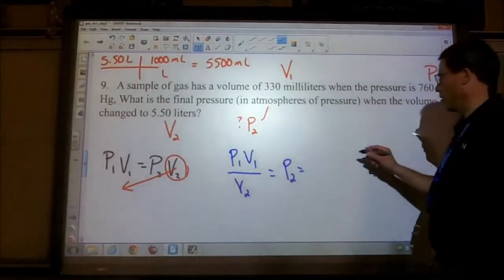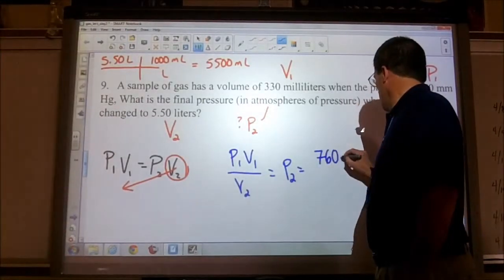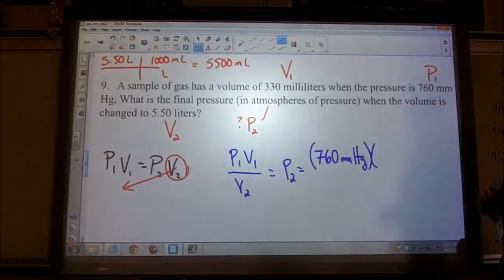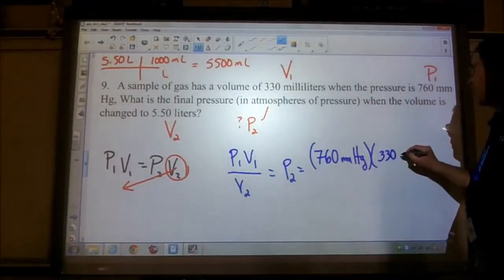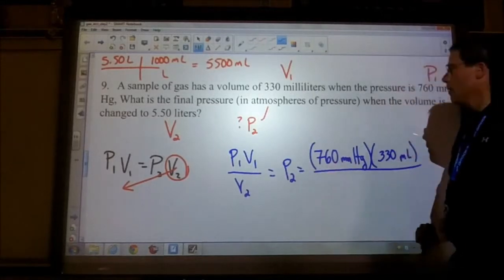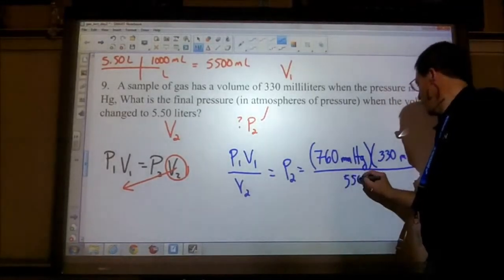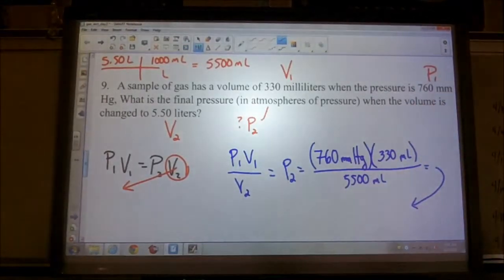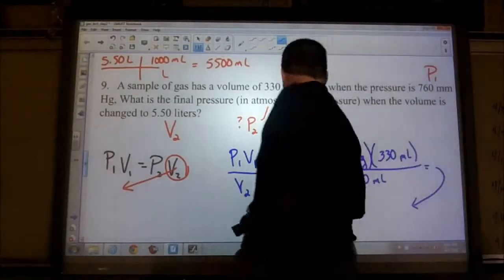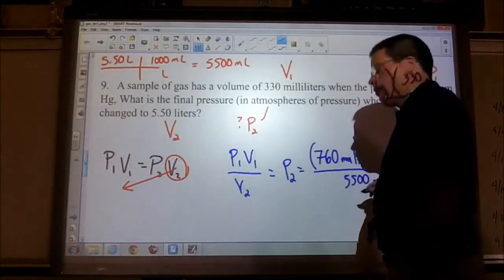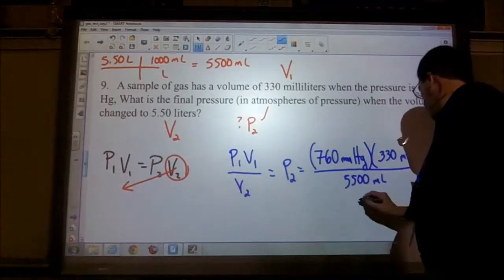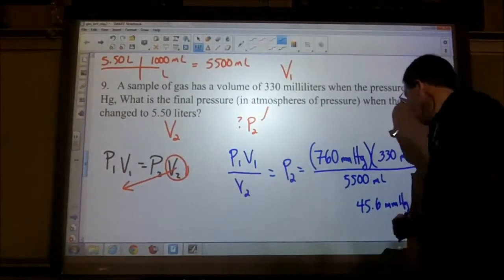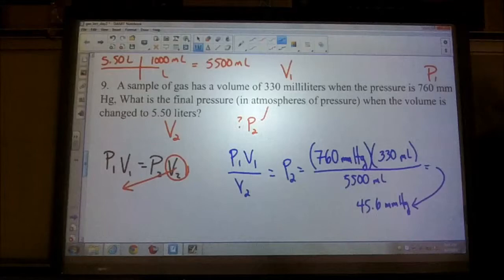So P1 is 760 millimeters of mercury. And V1, 300 milliliters. And then 5,500 milliliters. And then, so how many millimeters of mercury is that? 46. 46? 45.6. Okay. Now the question wants this in atmospheres.